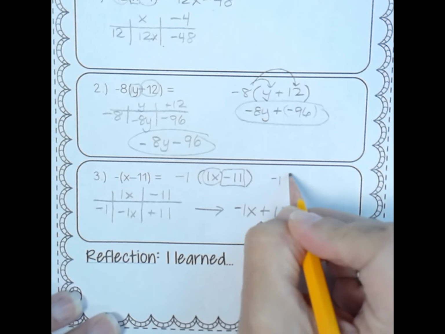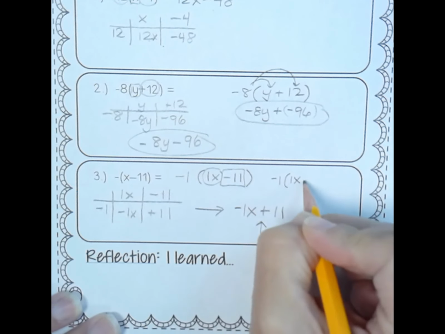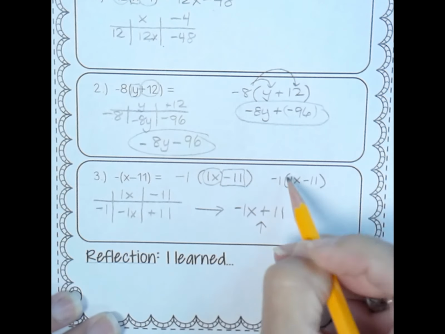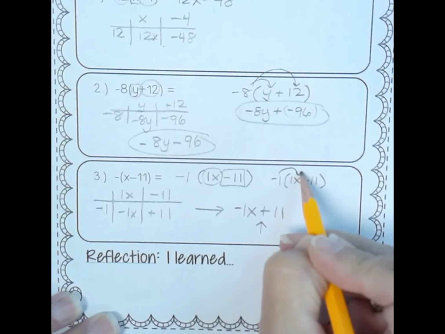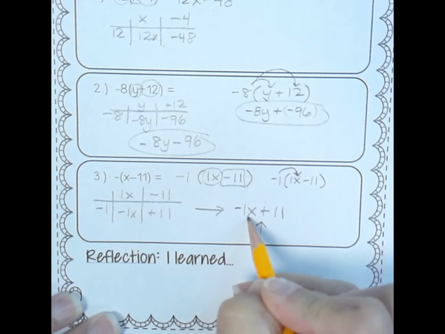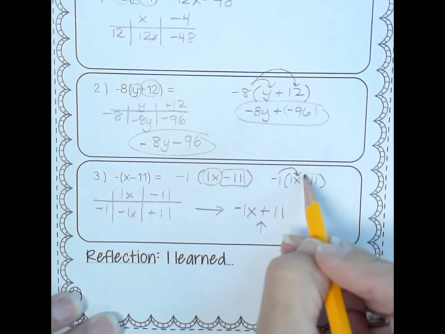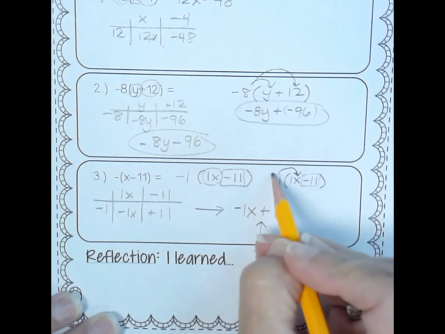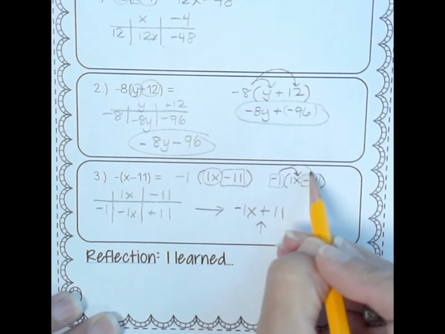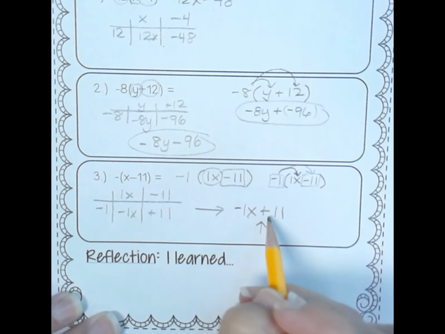Let me just show you again without the multiplication chart. You're taking negative 1 times 1x, which is negative 1x. But then remember, this is like a term here, so you're really taking negative 1 times negative 11, which is why you get positive 11.